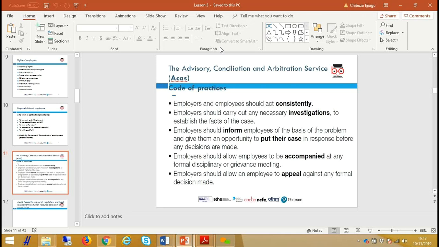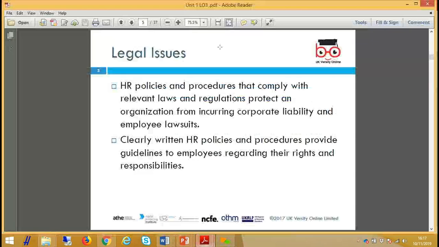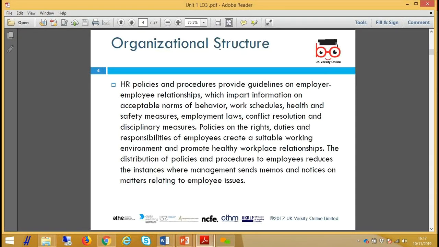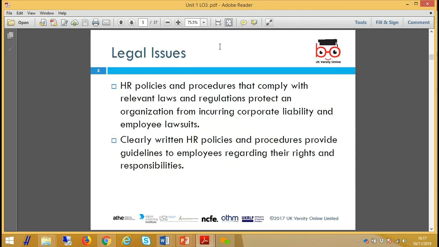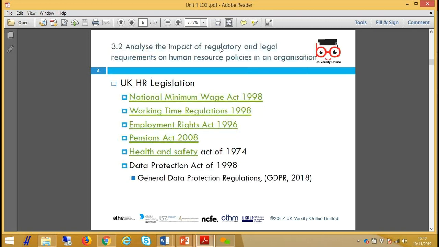We talked about the contract of employment quite a bit, and earlier on we talked about the organizational structure. So in terms of legal issues, the major thing I would like to highlight is the contract of employment, and through that we also talked about where the country mandates a law, or doesn't mandate a law, and what to do in these situations. So, some examples of UK employment legislation that are quite important.